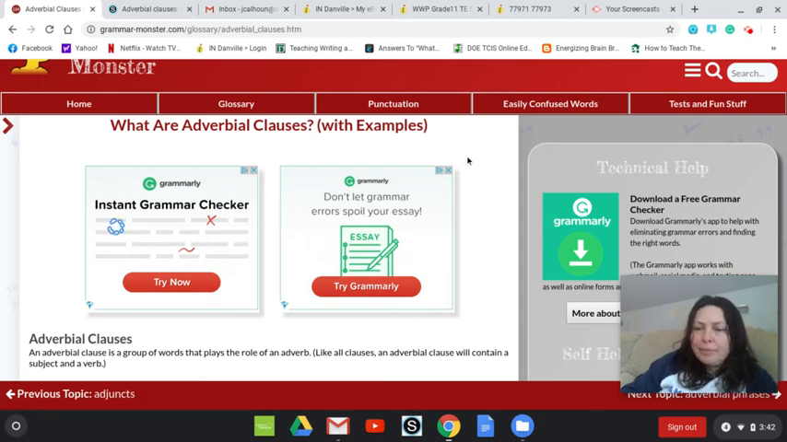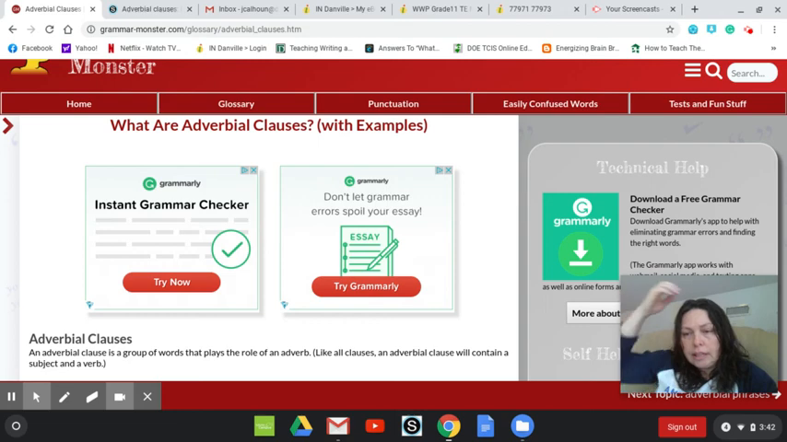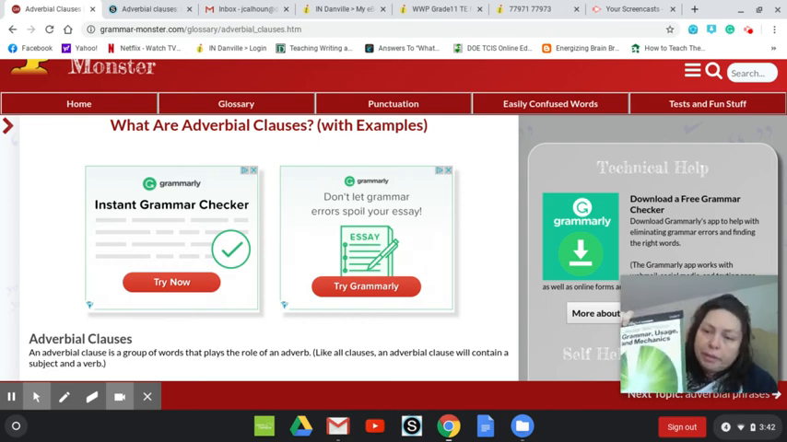All right. Hi, everybody. We are going to talk about adverbs today, adverbial clauses, not just adverbs, but adverbial clauses. So please have your grammar book.